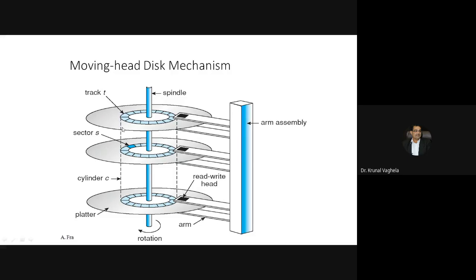So these are the tracks, these are the sectors, this is the spindle, and these platters keep rotating. Yesterday we have seen in the video that these platters keep rotating, and this is the arm. This arm is movable from this direction to this, and back, right?